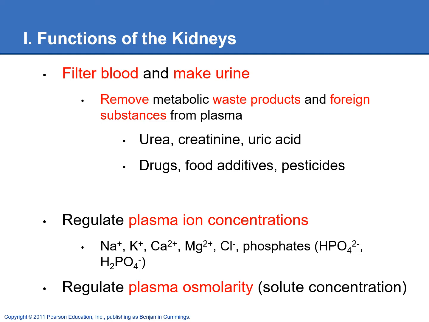Many of the medications that we take also are excreted in the urine, and food additives and pesticides that you may have ingested with your food, those are also excreted by the kidneys. The kidneys are really important to also regulate plasma ion concentrations. So there's a lot of different ions that we need to keep in the normal range. And if they get out of whack, some things can happen, especially with nerve and muscle function.